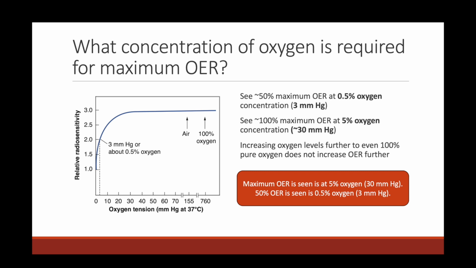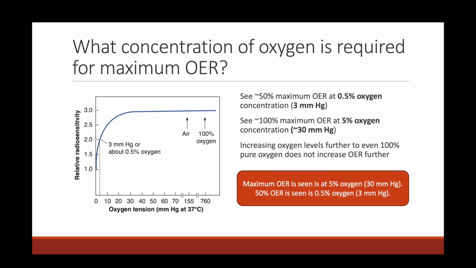The maximum OER that we see, so 100% oxygen effect happening, we see at about a 5% oxygen concentration, which is around 30 millimeters mercury. We see about 50% maximum OER at 0.5% oxygen concentration, which is around 3 millimeters mercury. So you can already see that logarithmic relationship. So remember these numbers. 50% of the maximum OER is at 3 millimeters mercury, or about 0.5% oxygen.